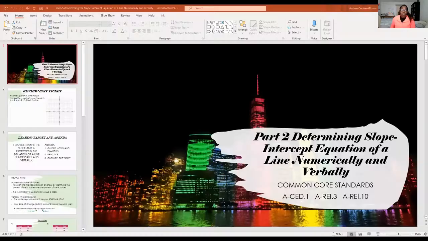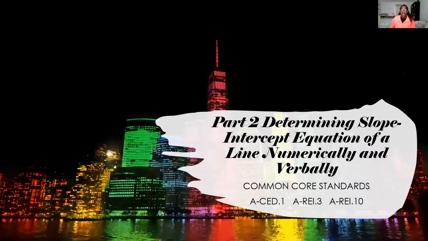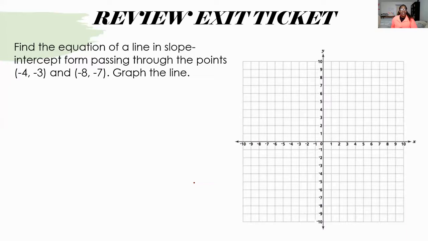All right, everyone, as normal, I'm going to share my screen so we can get ourselves situated for today. Today, we're going to do part 2 of determining slope-intercept form, looking at the equations, but this time we're going to look at it numerically as well as verbally. In order for us to do that, we're going to do those Common Core standards of ACED.1, AREI.3, and AREI.10. Before we get into today's lesson, we're going to look at our exit ticket from last time.